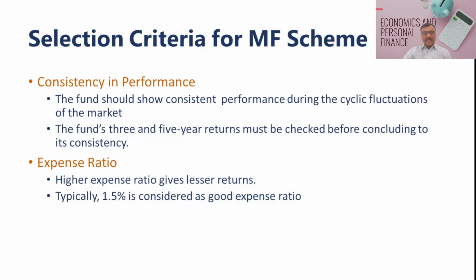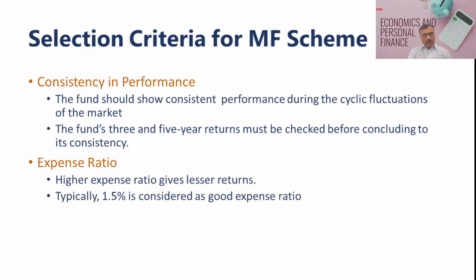The last but important point is the expense ratio. The expense ratio represents the annual fee charged by the fund for managing your investment. A higher expense ratio can eat into your returns. Generally, a lower expense ratio is more favorable. An expense ratio around 1.5% is often considered reasonable and can help you to maximize your potential returns.